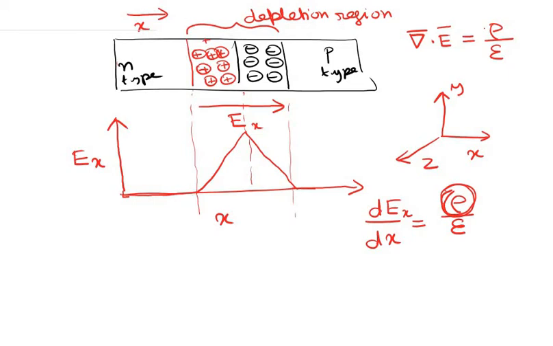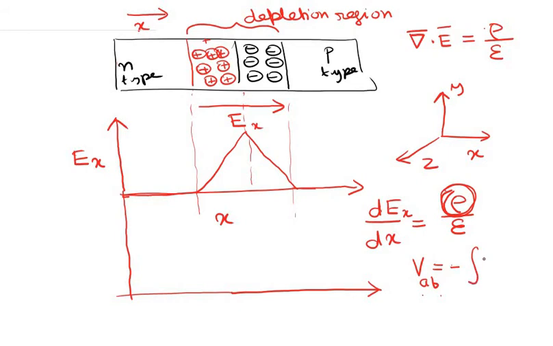Now we know that wherever an electric field is present, there is also a voltage or potential change associated with it, because the difference in potential between point A and point B is the negative of the integral of the electric field from A to B. So wherever there is an electric field, there is an associated potential difference in space.